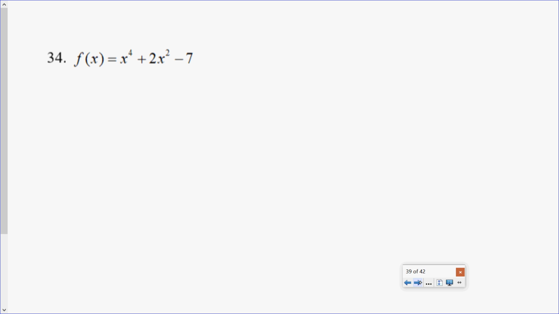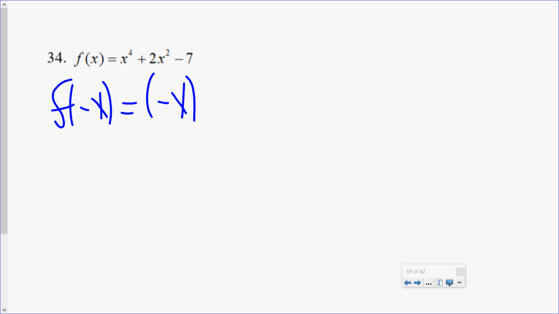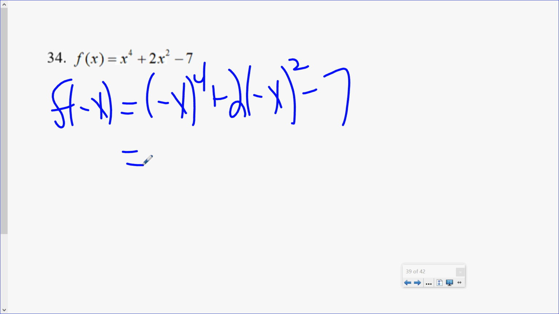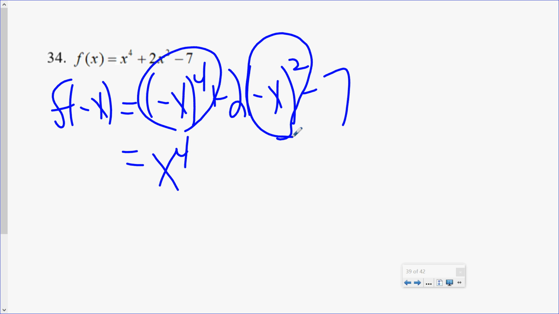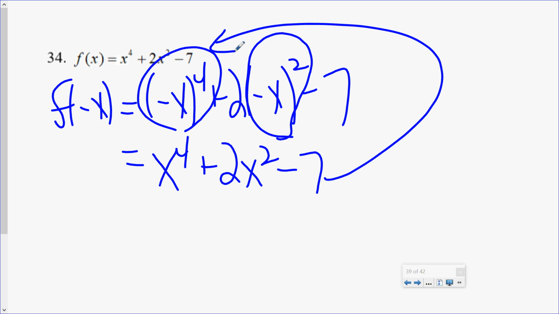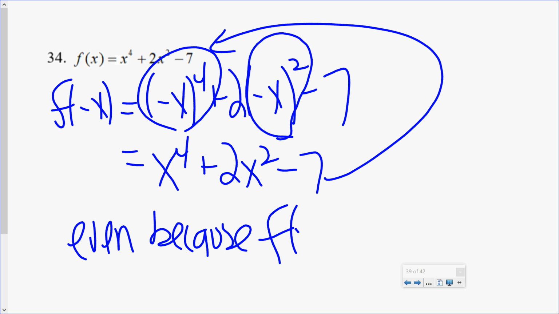So finally, the last one we're going to go over, sub in negative x. Negative to an even power is positive, so the sign stays. There's nothing to sub in for the 7. Compare it to the original. Is everything the same? Yes. So it's even because f of x equals f of negative x. And it's also symmetric to the y-axis.